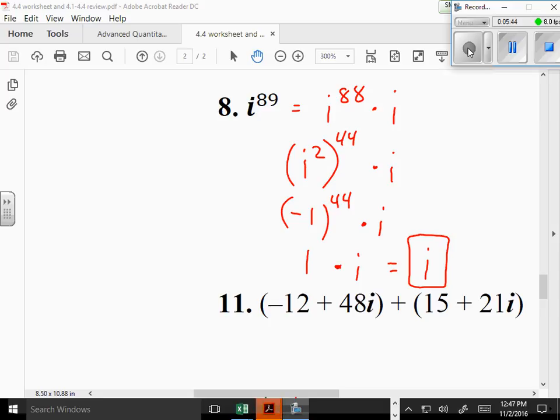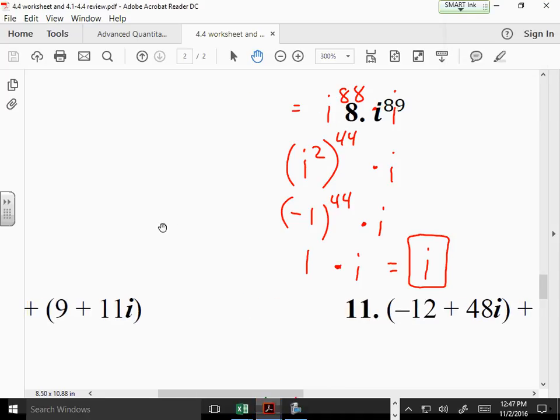So, moral of the story, i to an odd exponent will be i. That's not true, because that one was an odd exponent. I guess no generalization there. i to the 89th, if you divide it by 2. All right, we'll just go through the whole process.